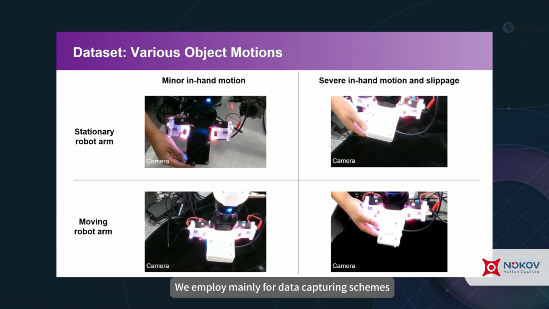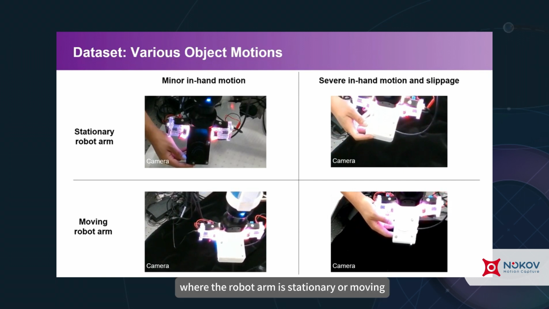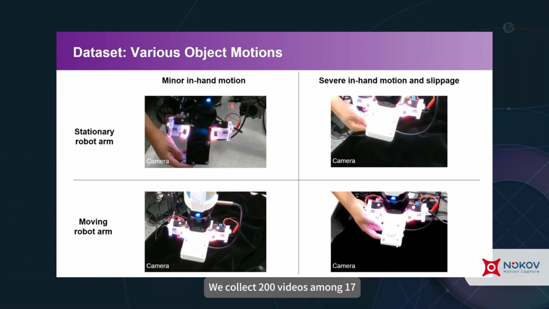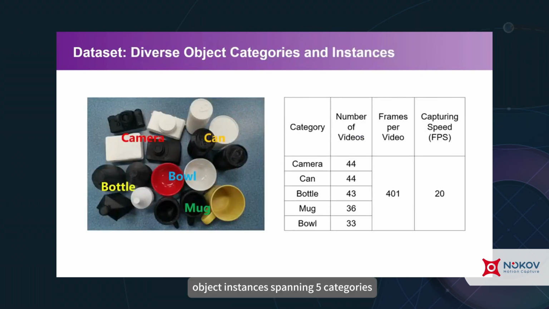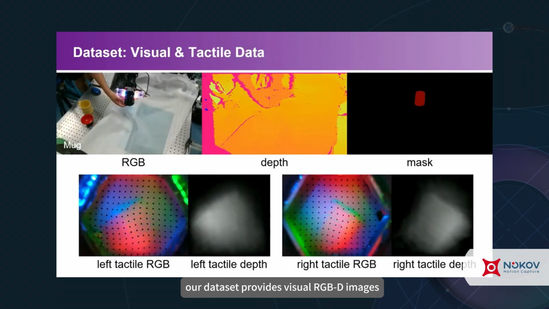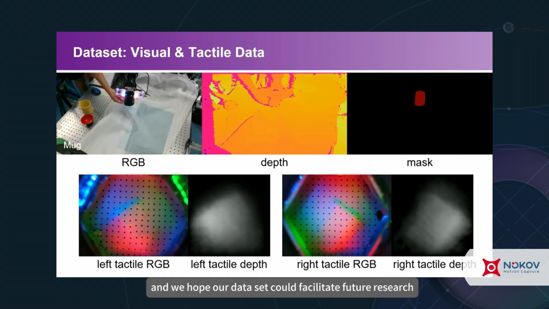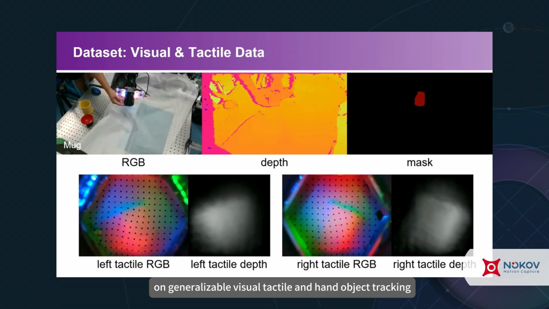We employ mainly 4 data capturing schemes, where the robot arm is stationary or moving, and the object has minor or severe in-hand motion. We collect 200 videos among 17 object instances spanning 5 categories. The system captures the visual tactile signals and object pose at approximately 20 fps, and each video contains 401 frames. Our dataset provides visual RGBD images, object segmentation masks, tactile RGB and depth images, object poses, and camera intrinsics and extrinsics, and we hope our dataset could facilitate future research on generalizable visual tactile in-hand object tracking.